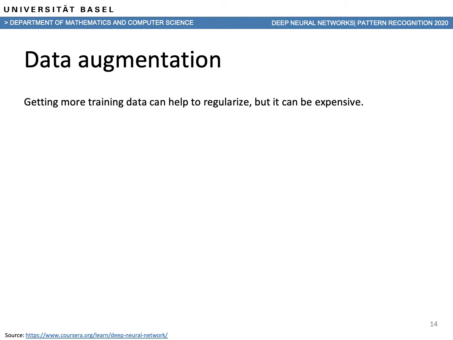Another regularization method is data augmentation. The idea here is that getting more training data can help to regularize, but it can also be expensive to acquire all of this new training data and label it.